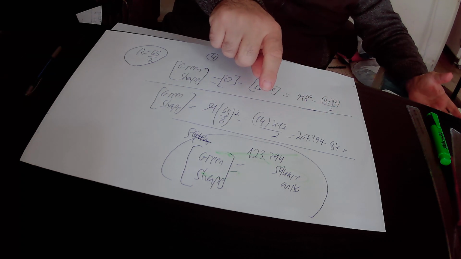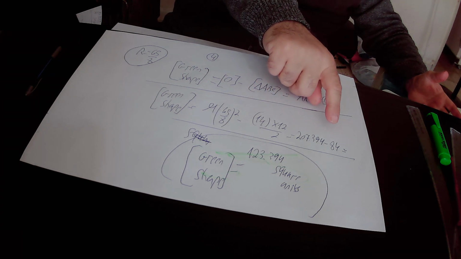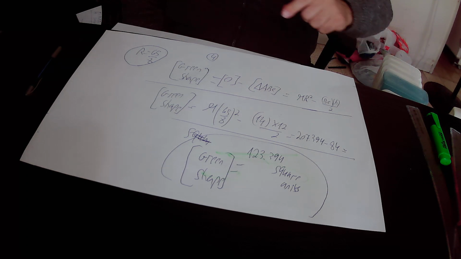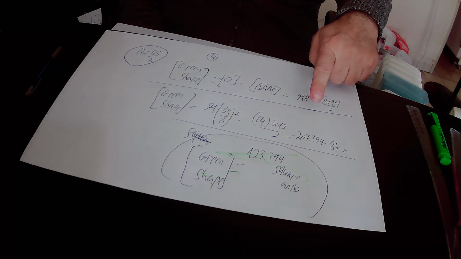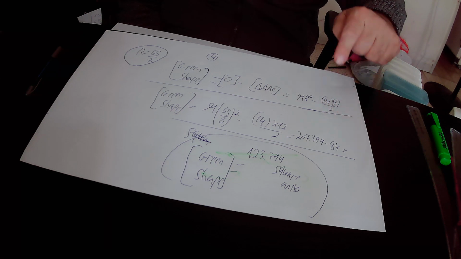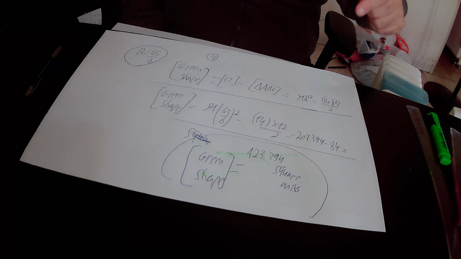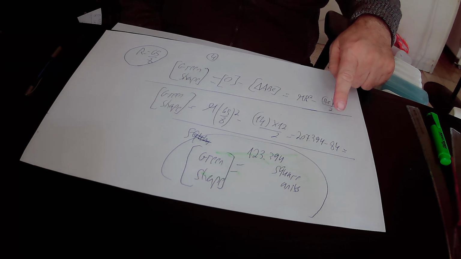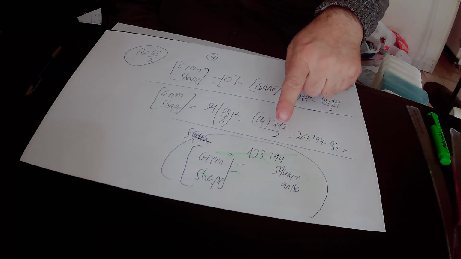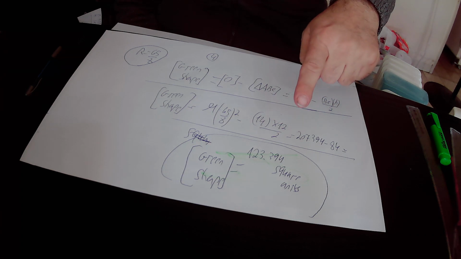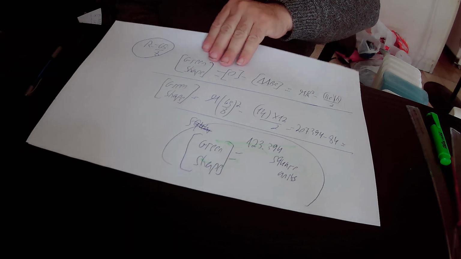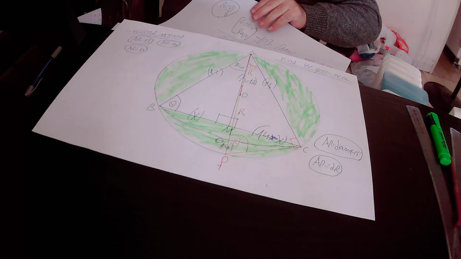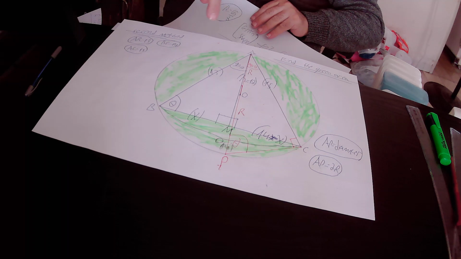And the triangle expression is 14 over 2, which is 7, and 7 times 12 is 84. So the area of triangle ABC equals 84 square units. And the area of the green shape equals 207.394 minus 84, which equals 123.394 square units.